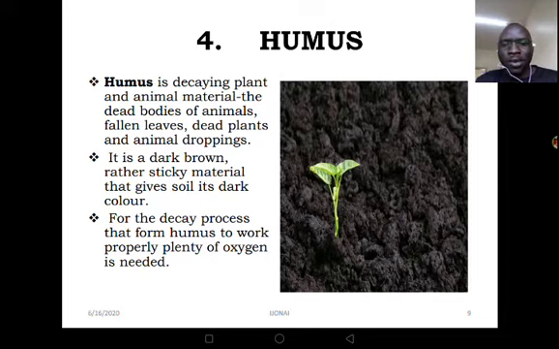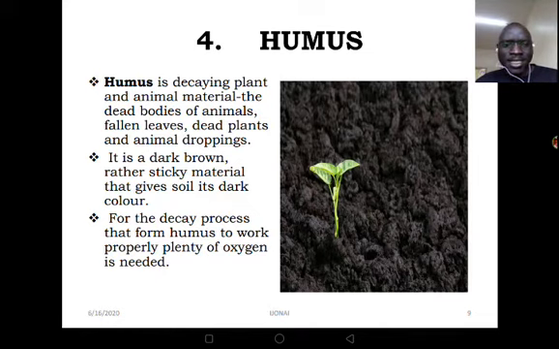It is dark brown and is very sticky, and actually it's the one which gives the soil the dark brown color. So when you look at the soil and you get that dark color on top, it's as a result of what? Humus. So for the decay process that forms humus to work, plenty of oxygen is needed.